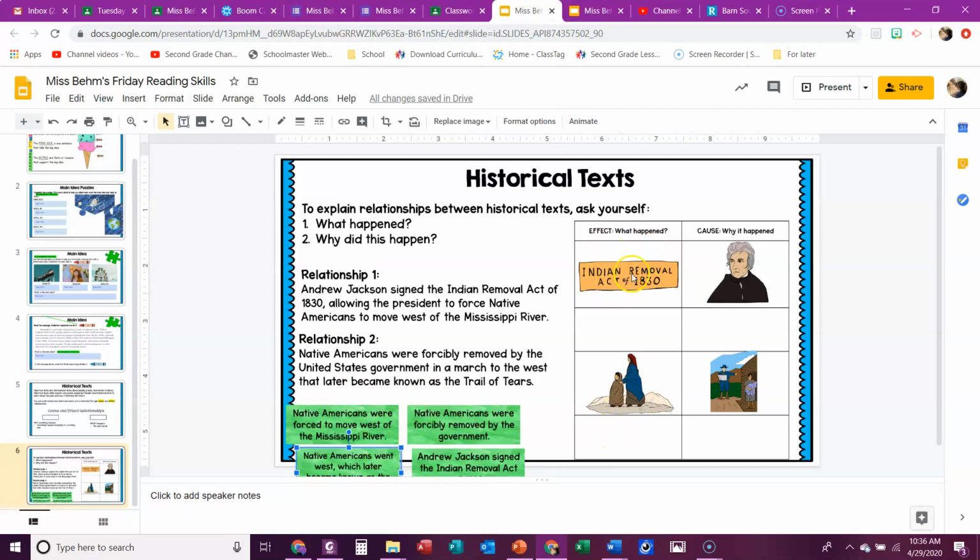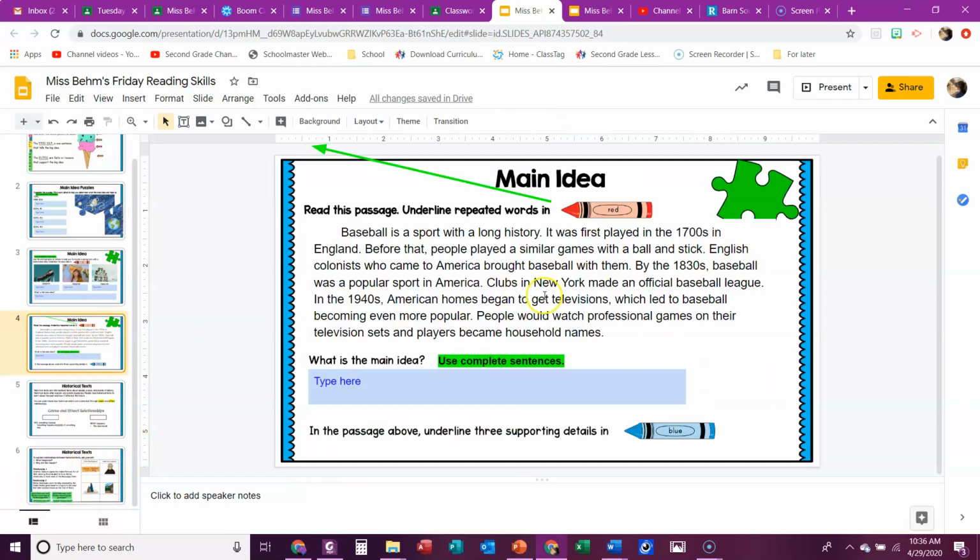The picture is to help you. These little pictures, okay? So I just want to go back up here. You are going to underline in red. So you can use this line tool, and you can underline.